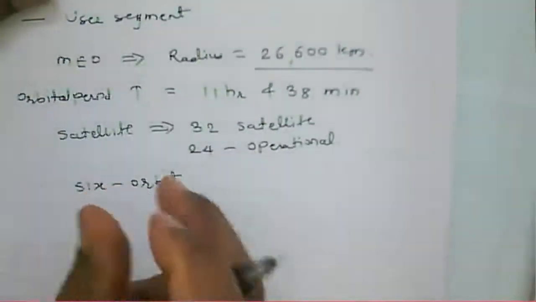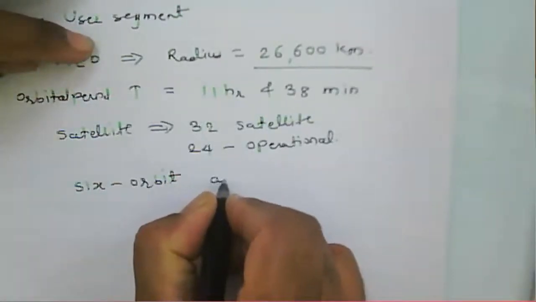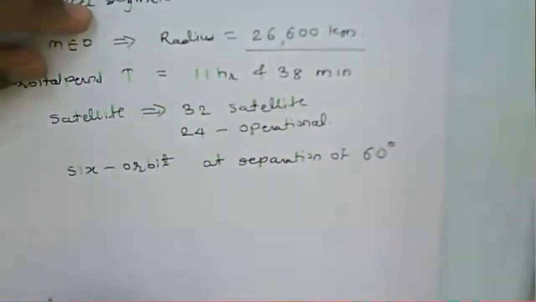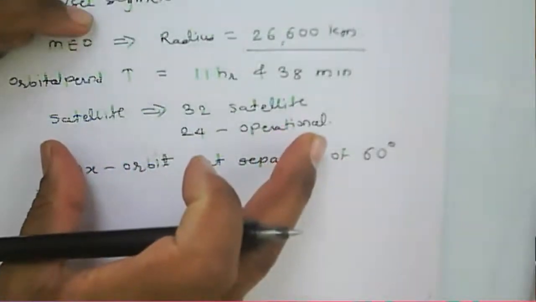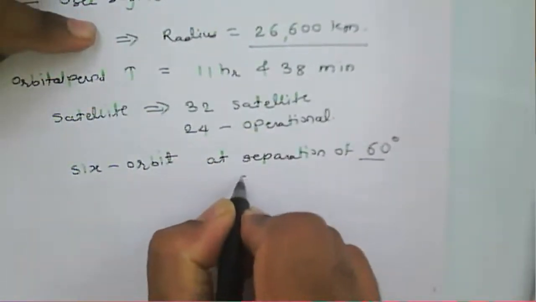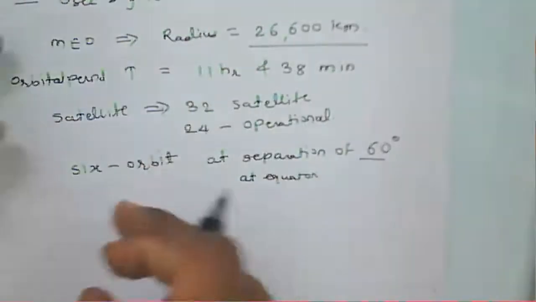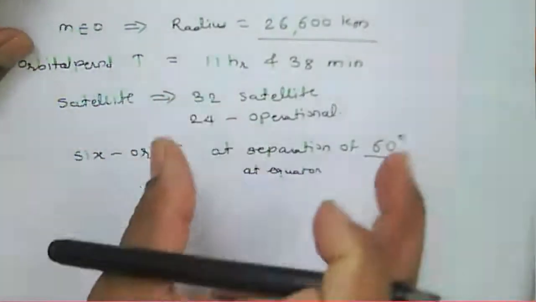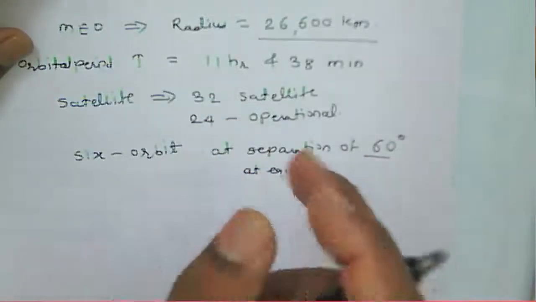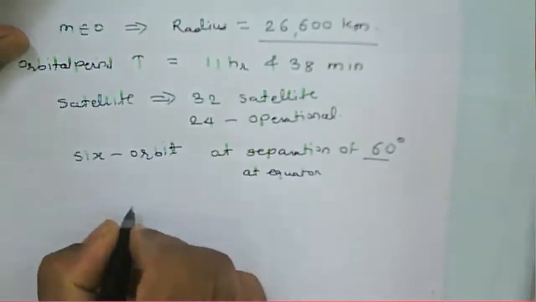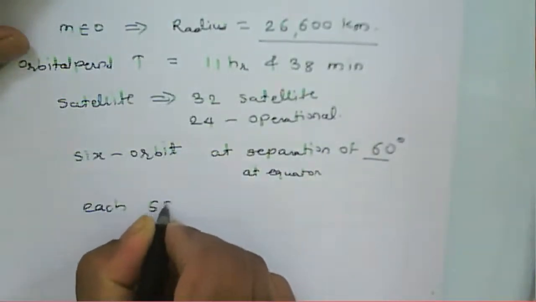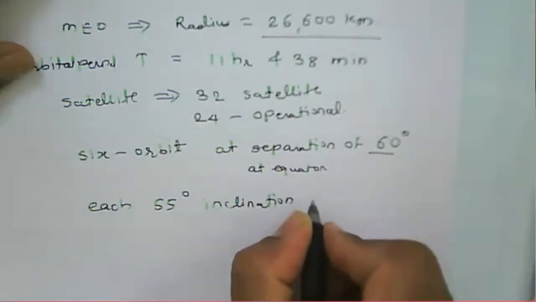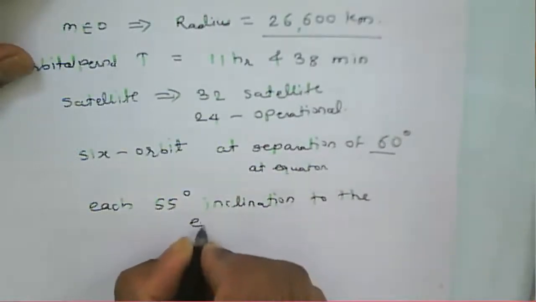They have six orbits. All these satellites are in six orbits with a separation of 60 degrees at the equator, meaning the equatorial plane, and each has a 55-degree inclination to the equatorial plane.